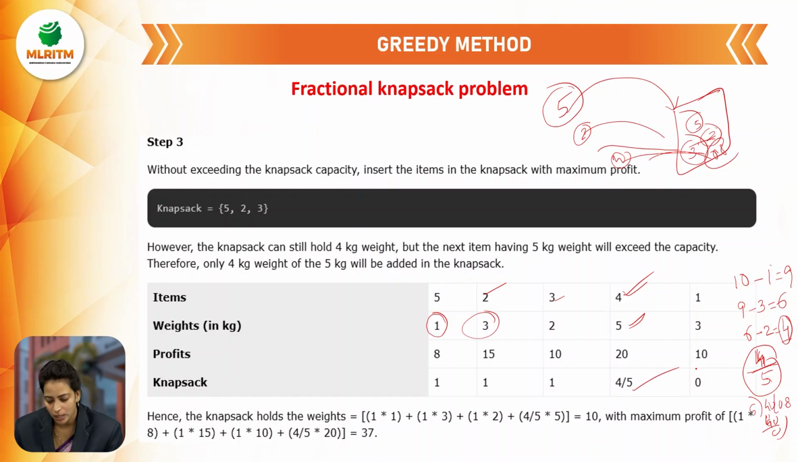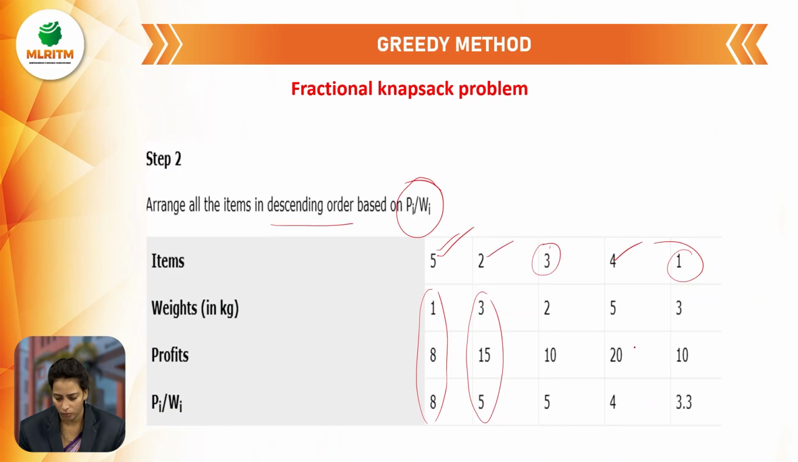Is there any other space? There is no remaining space in that bag. So reject which item? Last, fifth item, first item. So we consider in maximum value. How to calculate maximum value? What is the formula of this one? So pi into xi, sigma of i equal to 1 to n, pi into xi.